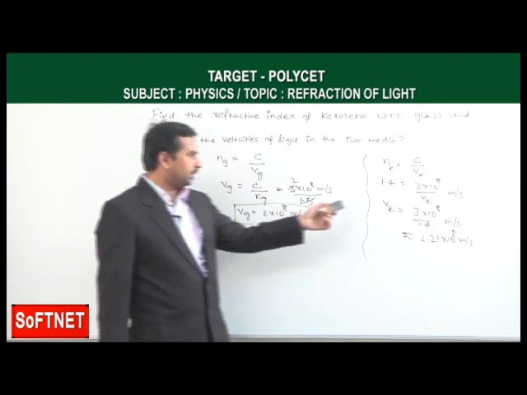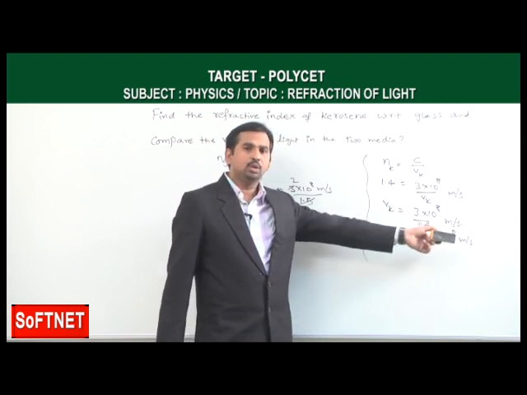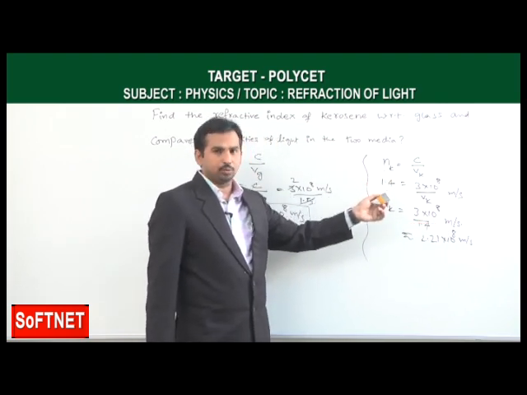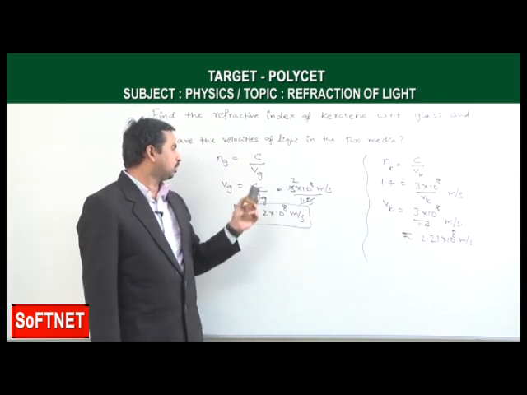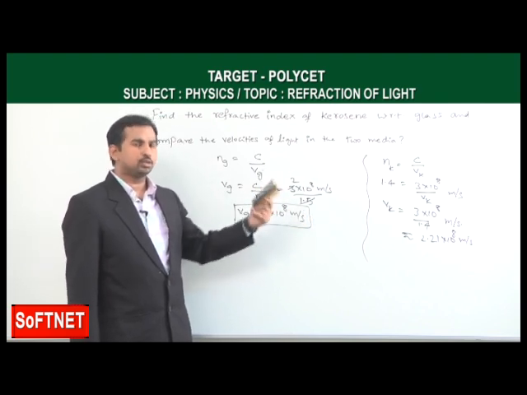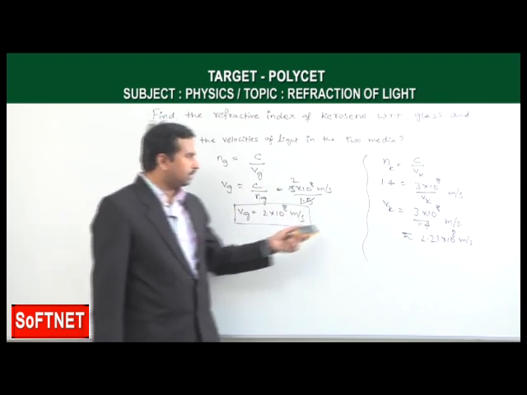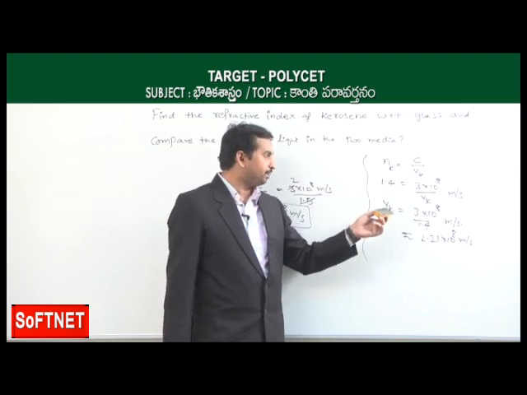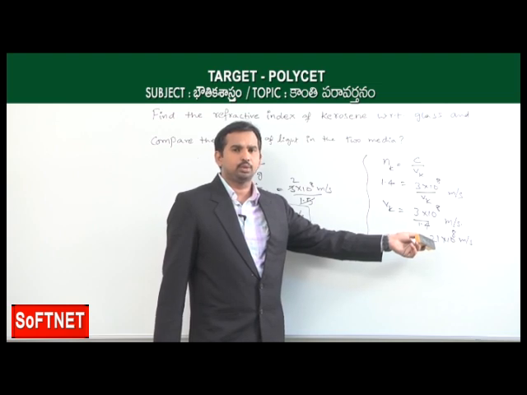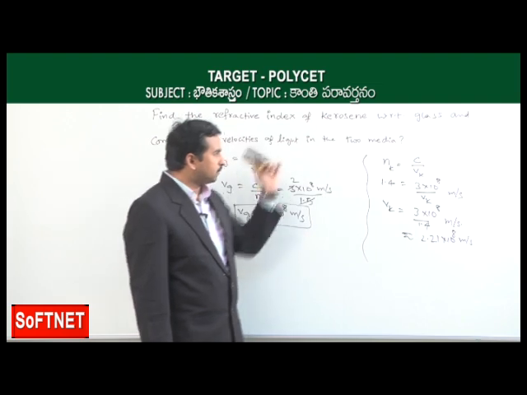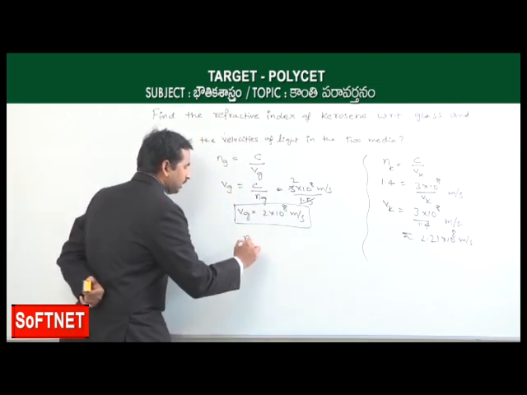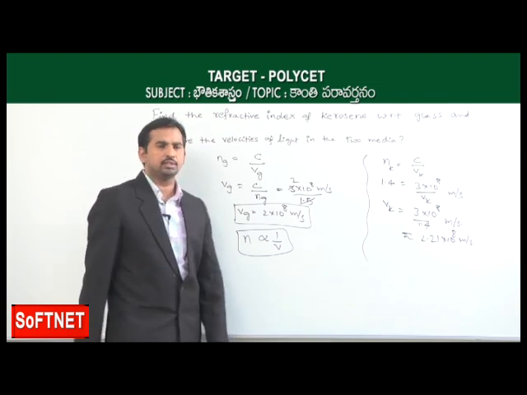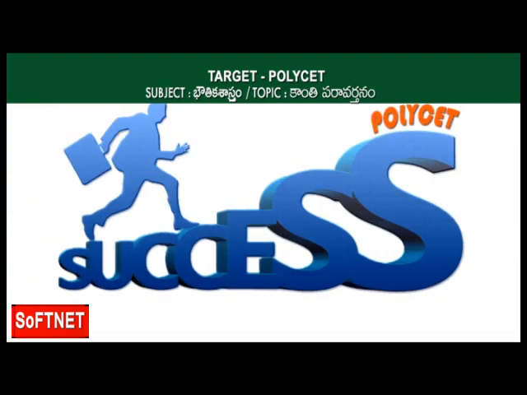If you observe here, the velocity of light in glass is 2 into 10 power 8 meter per second, whereas the velocity of light in kerosene is 2.21 into 10 power 8 meter per second. The refractive index of kerosene is only 1.4, whereas the refractive index of glass is 1.5. As the refractive index is more, the velocity in glass is less. In kerosene, as its refractive index is less, its velocity is more. Again, it is very clear that the refractive index is inversely proportional to the speed of light in the given medium. N is inversely proportional to V.